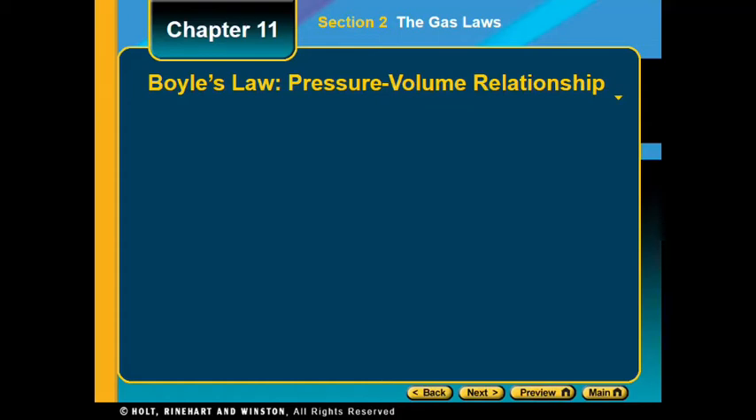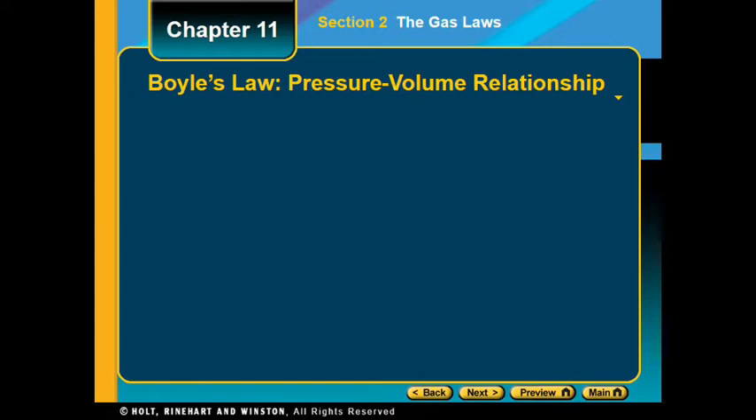This is Chapter 11, Section 2. We're going to be looking at several gas laws in Section 2 and Section 3. So let's get started with our first three basic gas laws. And the first one is going to be Boyle's Law.